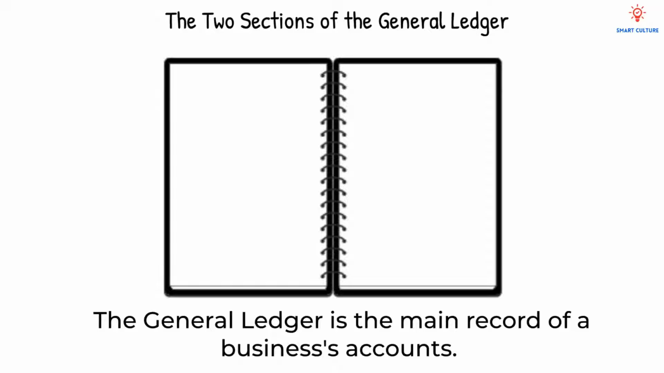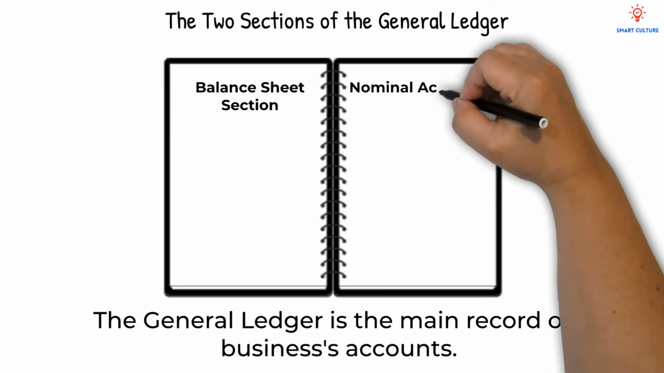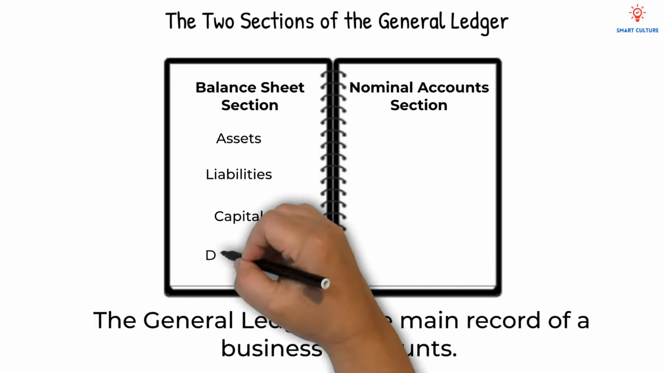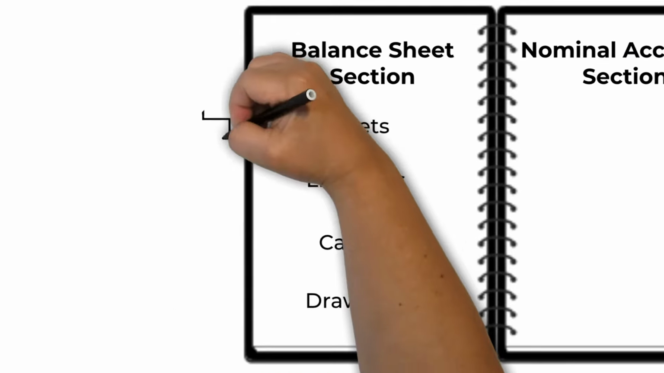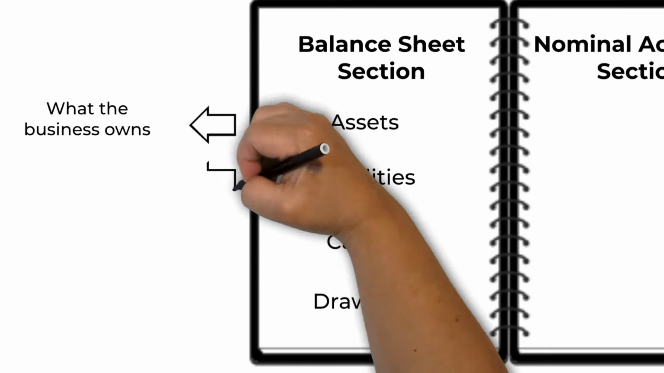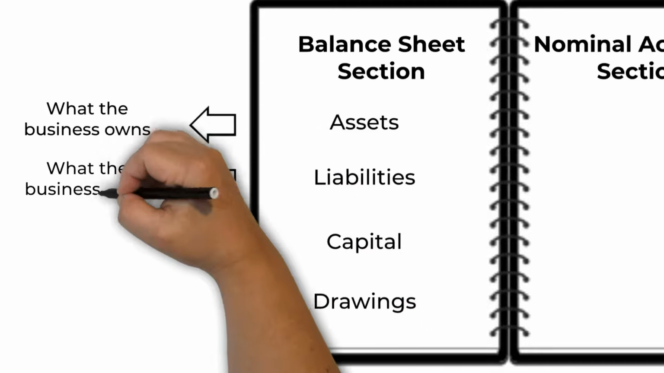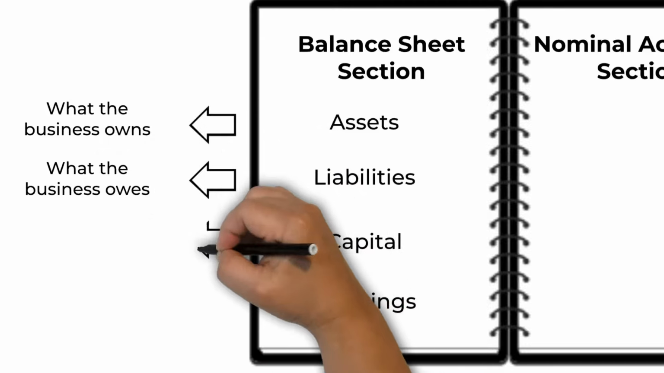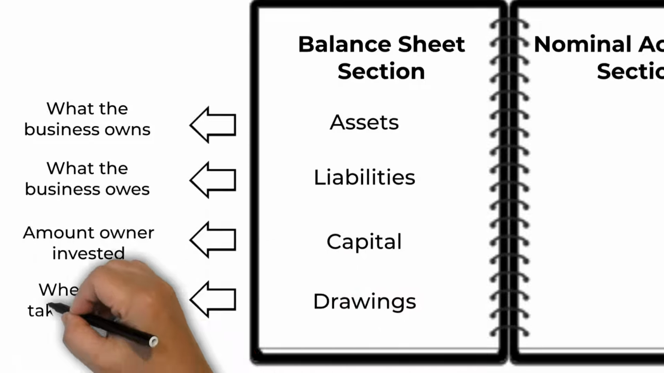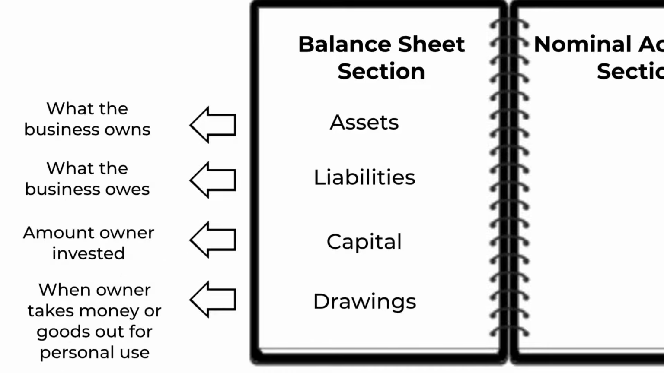Every single transaction the business makes is eventually recorded here. To keep things organized, the ledger is divided into two main sections, the balance sheet section and the nominal accounts section. The balance sheet section contains accounts for assets, liabilities, capital, and drawings. Assets are the things the business owns, like vehicles, equipment, and cash in the bank. Liabilities are what the business owes to others, such as loans or money owed to suppliers. Capital is the amount the owner has invested in the business, and drawings are when the owner takes money or goods out for personal use.